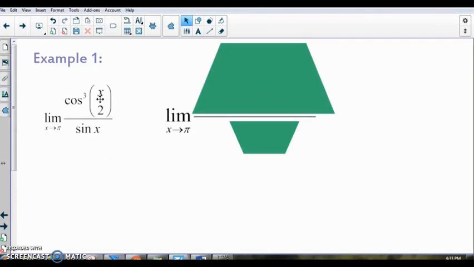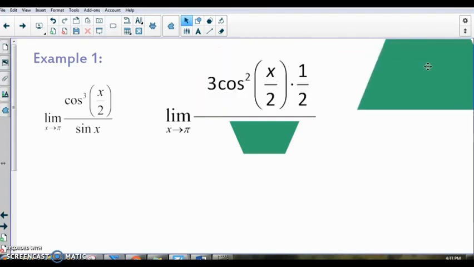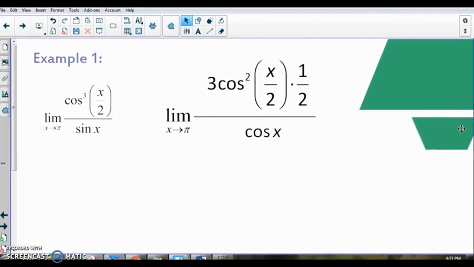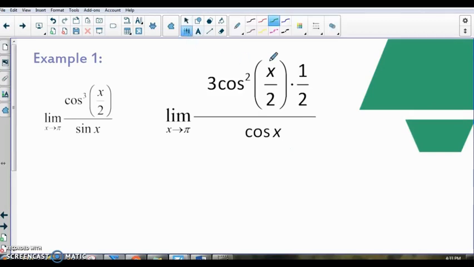So you're going to take the derivative of the numerator and the derivative of the denominator. So the derivative of the numerator using chain rule becomes 3 cosine squared x over 2 times a half. And the denominator is equal to cosine of x. So we're still substituting the same value in. So cosine of pi is equal to -1. So already I don't have 0 in the denominator, so that's good news. And then here, when I substitute pi in here, cosine of pi over 2, we know the whole thing equals 0. So I have 0 over -1, which gives me a limit of 0 for this problem.